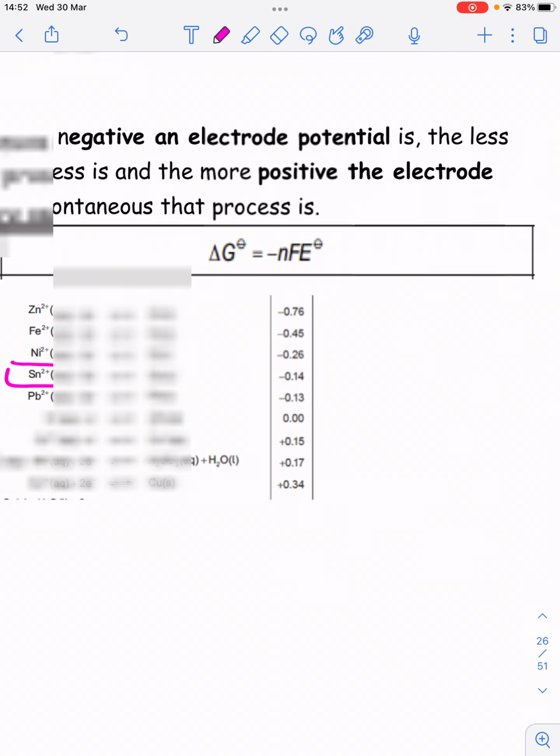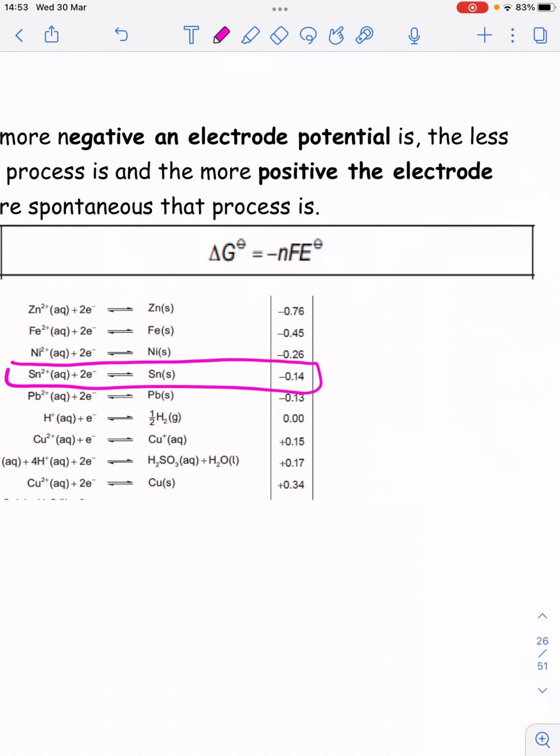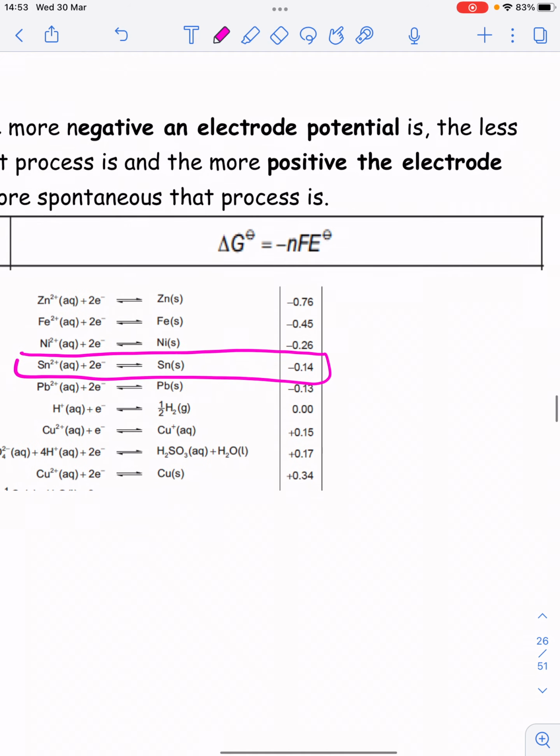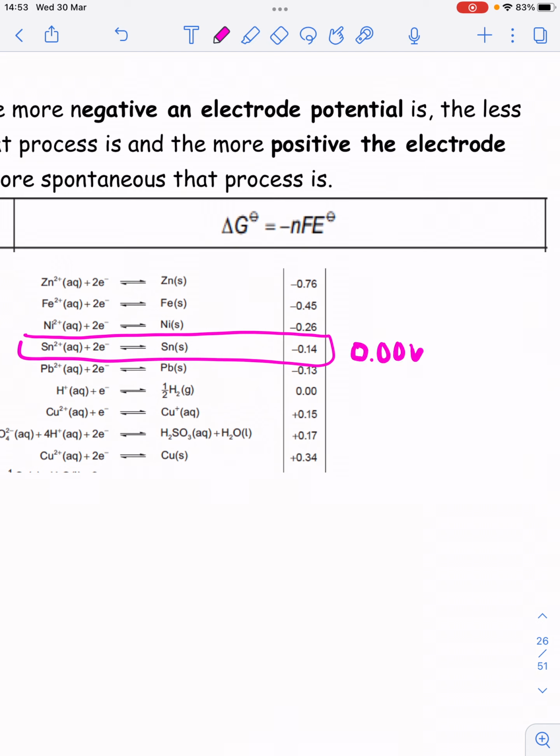Well, all the values would just shift by 0.14 volts, because that's what tin is off from hydrogen. For example, if this became the standard and this was 0 for tin, then the next one up, nickel, is only 0.12 up from tin. So it would be negative 0.12 now, right? And the one above that would be negative 0.31 for iron, and for zinc it would be negative 0.62 volts. So this would also work. We could use tin as the standard, but it would just change all the values in this table by 0.14 volts.